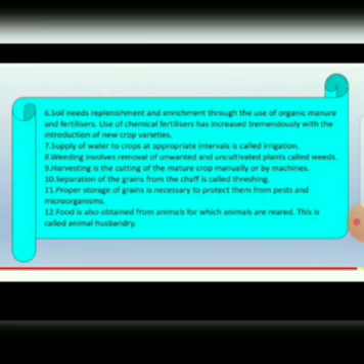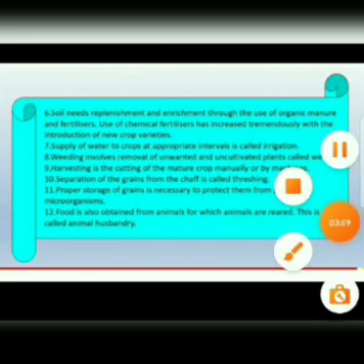And last, we have studied that food is also obtained from animals, for which animals are reared, and this is known as animal husbandry, where animals are reared on a large scale. It is called animal husbandry.